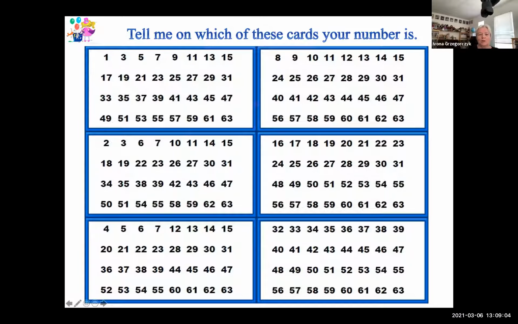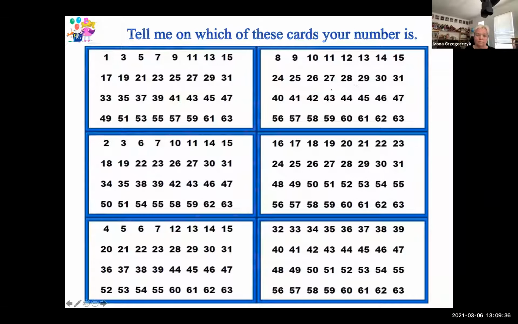Is your number on this card? No. Is your number on this card? Which, the second? This one. Second, no. Is your number on this card? Yes. You don't see my pointer? Yeah, I do. So on the third one, the one that you're just pointing at, it's there. Okay. What about this one?